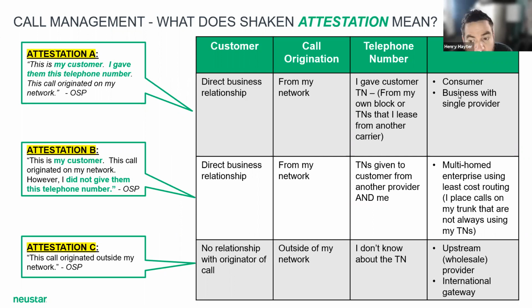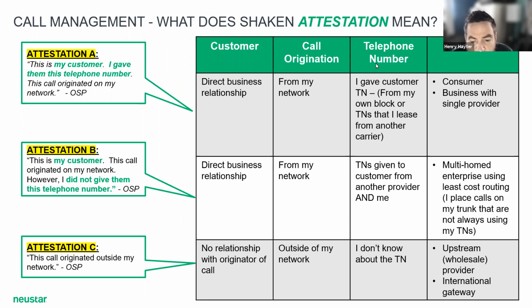You'll see also the use of 1-800 numbers, of toll-free numbers that don't map to the North American numbering plan. And you'll see that a lot of those calls, because the originating carrier doesn't recognize the calling number, will get a B attestation.